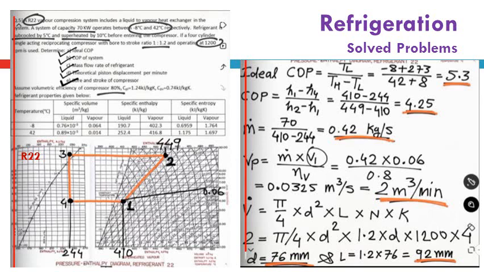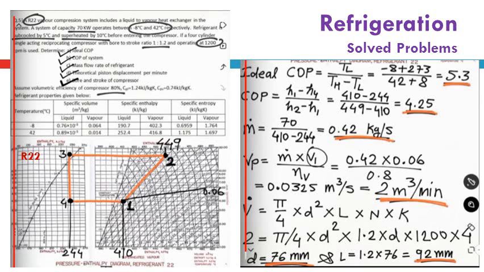Then we estimate the mass flow rate of the refrigerant, item C. m dot refrigerant equals the total cooling load in kilowatt divided by the specific cooling effect inside the evaporator, which equals H1 minus H4. So m dot refrigerant equals 70 kilowatt divided by (410 minus 244), which gives m dot refrigerant equal to 0.42 kilogram per second.